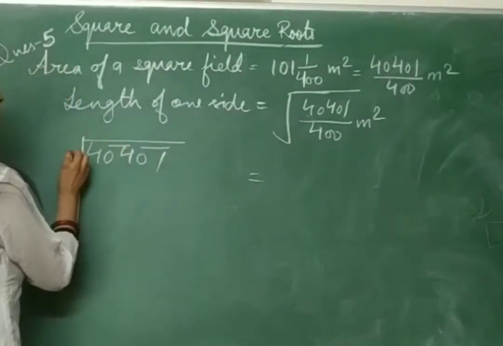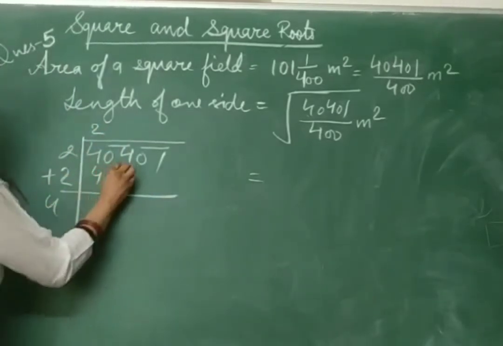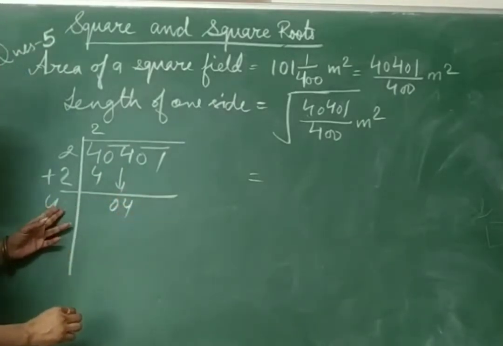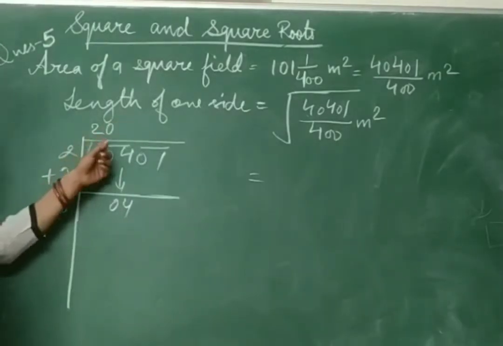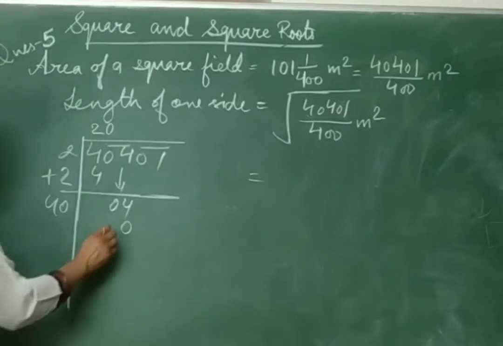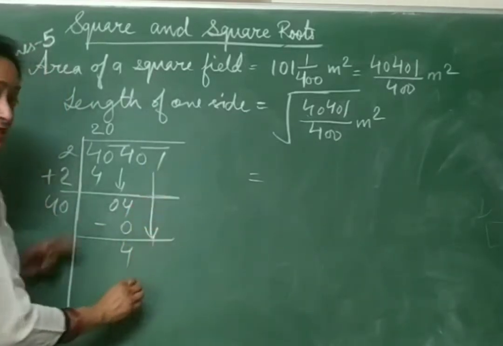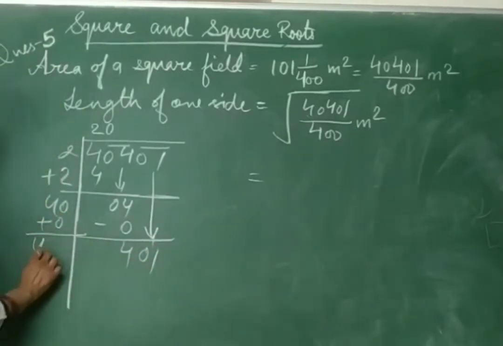1, 2. Now 2 2s are 4, plus 2, 4. Bring down 2 digits at a time. If I place 0 over here, it means I got 0. Let's place 0. After multiplying by 0, I am getting 0 over here. Now after subtraction, I am left with 4. Now bring down 2 digits at a time, that are 0 and 1. Plus 0, that is 40.